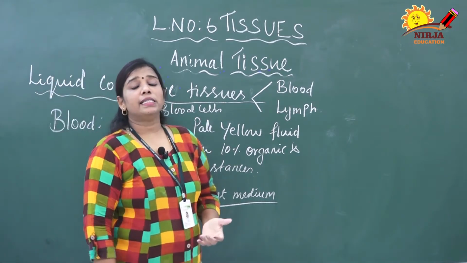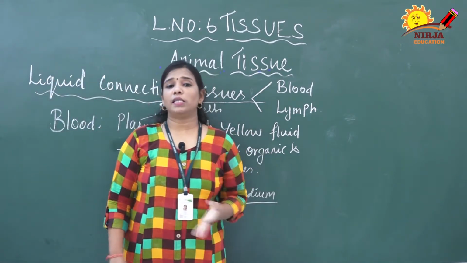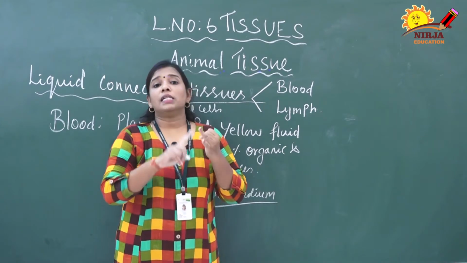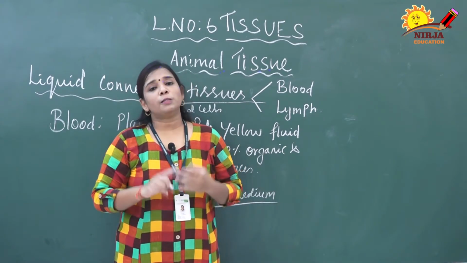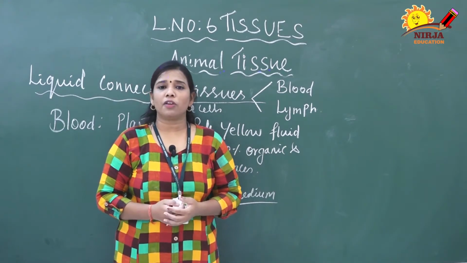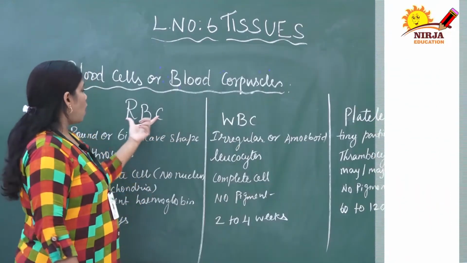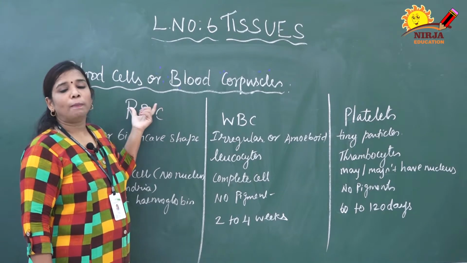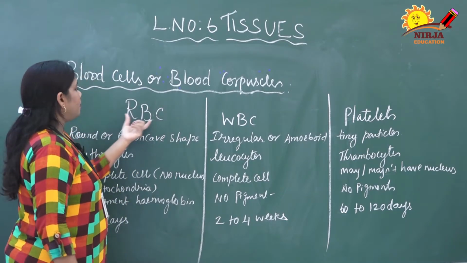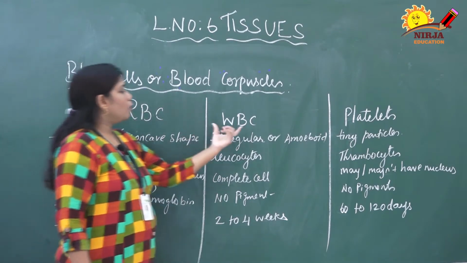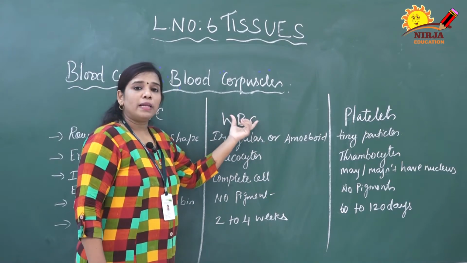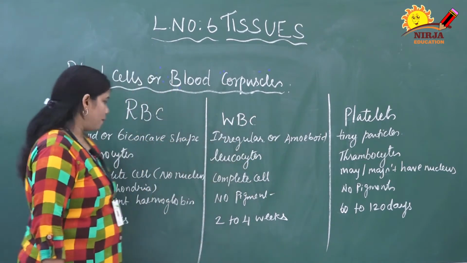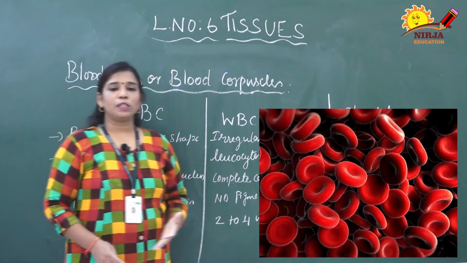Next we are going to discuss the blood cells. In blood, there are three types of blood cells. One is RBC, second one is WBC, third one is platelets. We have to discuss each in detail. RBC expanded is R for red, B for blood, C for cell, red blood cell. WBC is white blood cell, and platelets are platelets itself. First we have to discuss RBC.